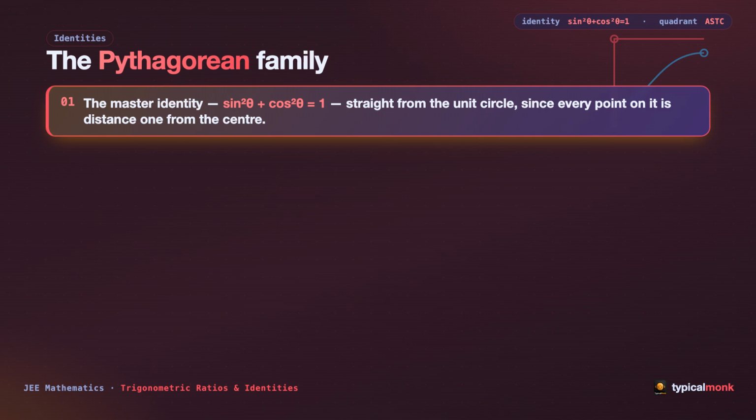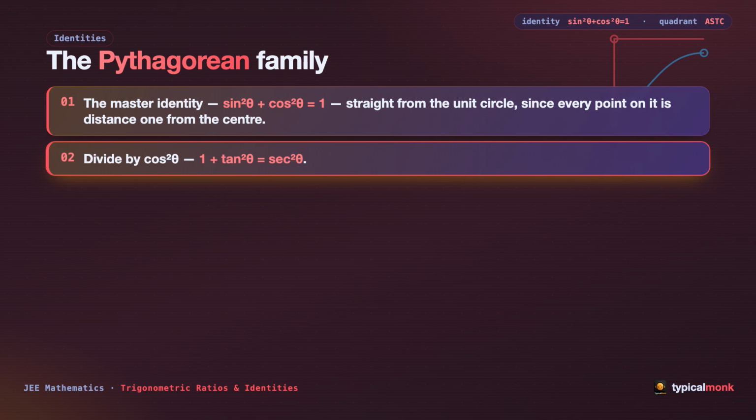Now, the family of identities that ties everything together. The master identity: sine squared theta plus cosine squared theta equals 1. It comes straight from the circle we just drew, because every point on it sits at distance 1 from the center, and that distance, by Pythagoras, is exactly sine squared plus cosine squared.